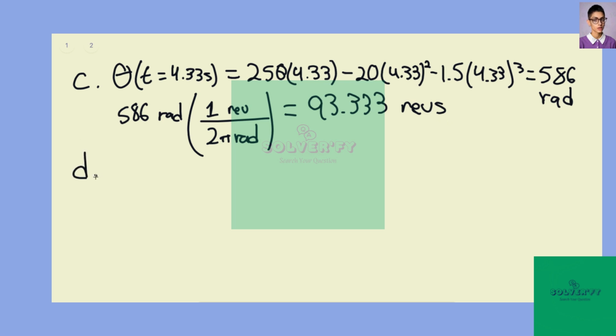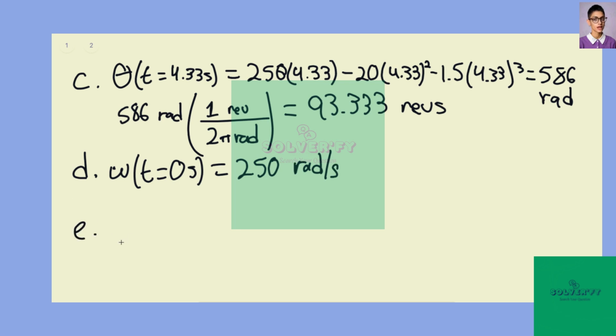So D then asks, what's the angular velocity when the current is reversed? So the angular velocity at t equals 0 seconds is simply going to be 250 radians per second. So that'll be your answer for D.